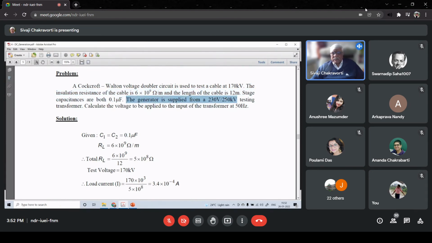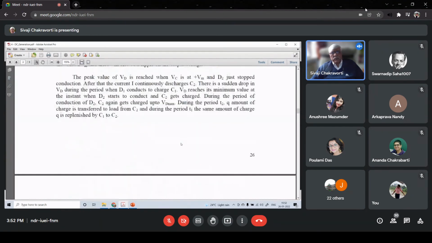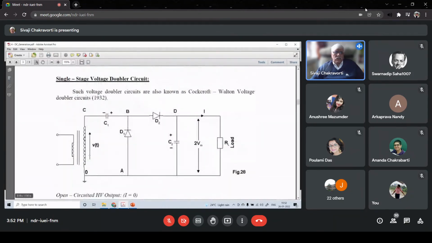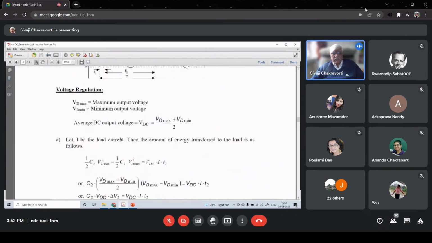The generator is supplied from a voltage source, 230 volt by 250 kV testing transformer. And this is the beauty of this circuit, why it is so popular: we need only one transformer here. The testing transformer, which is used for AC voltage generation, can be used for DC voltage generation by simply connecting the capacitors and diode. So you don't require two different transformers for DC and AC, and that is a huge cost and operational saving for the lab.